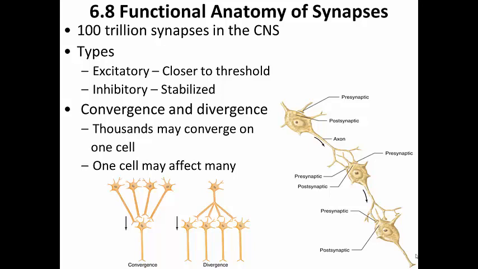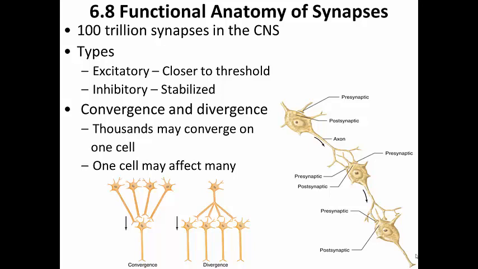They can either be excitatory, which of course takes the postsynaptic cell closer to that threshold voltage, which we've defined as negative 55 millivolts in our case, or something close to that if the resting membrane potential of the neuron is not negative 70. Or these synapses can be inhibitory, which means that they stabilize the postsynaptic cell and make it less likely that they will reach that magical negative 55 millivolts and fire an action potential.